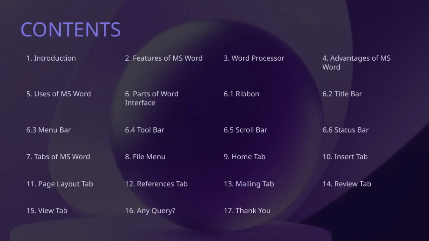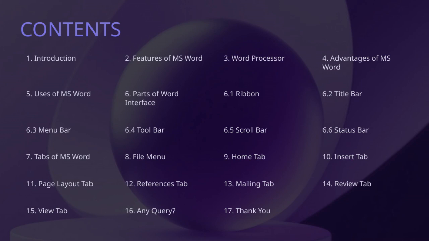Let's take a closer look at the various parts of the MS Word interface. First, we have the parts of Word interface, which include elements like the ribbon, menu bar, and toolbar. Each of these components plays a vital role in making your work easier and more organized. Moving on, the features of MS Word are what make this software so powerful. Things like formatting tools, editing options, and collaboration features that help you create professional documents.